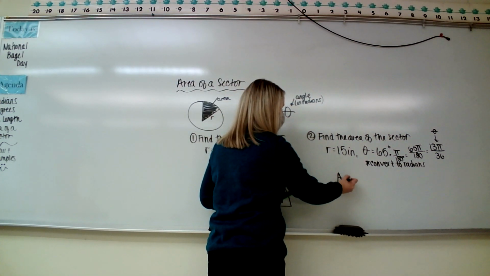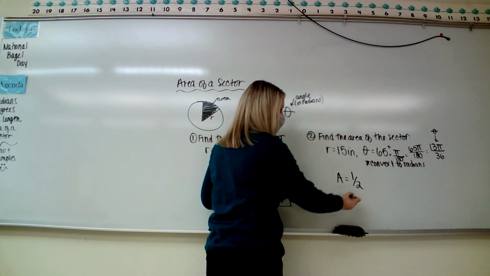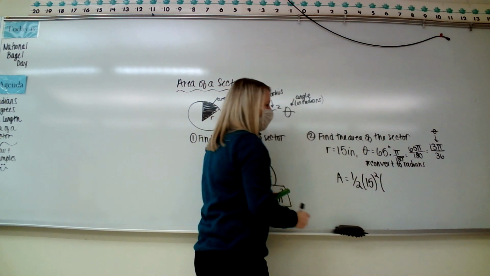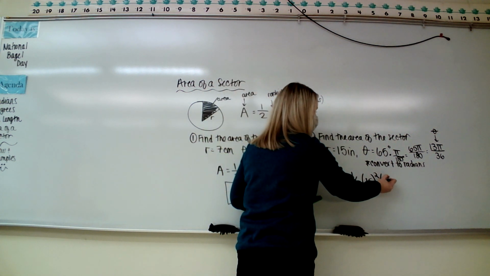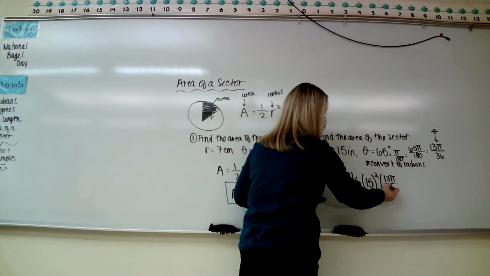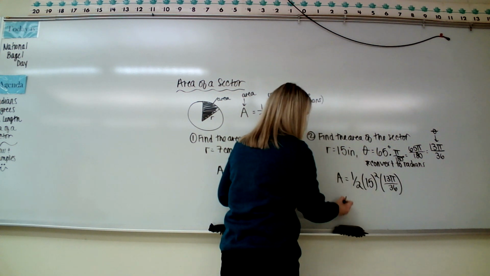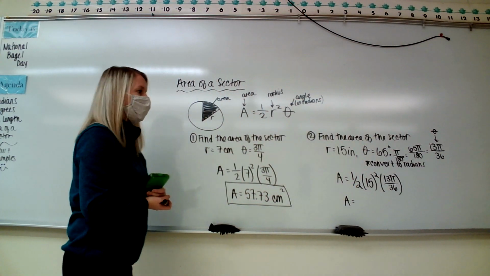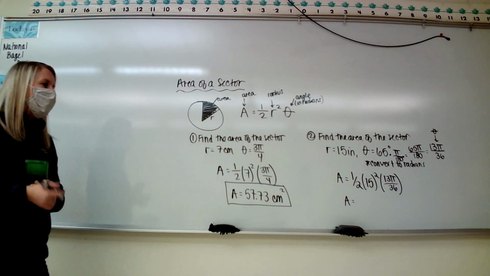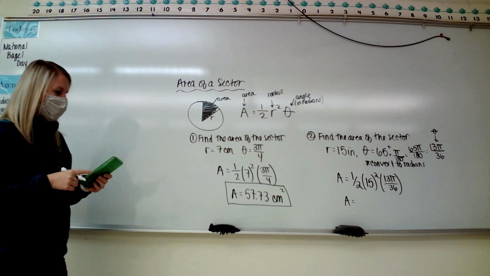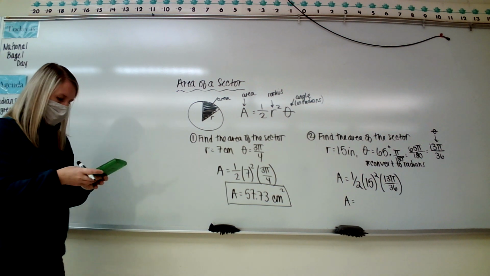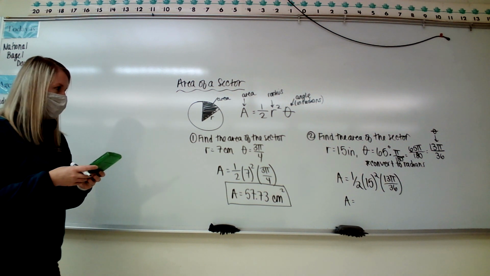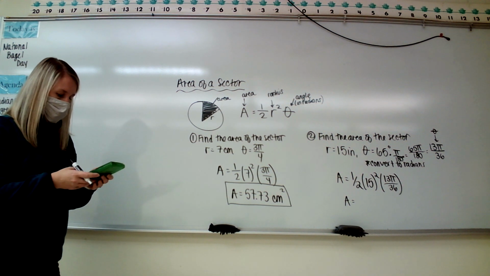A equals 1/2 r squared, and then theta in radians, which is 13 pi over 36. And then from there, once I do the setup, it's really just going back to your calculator. I'm going to plug the pi into my calculator to get a decimal answer. So I'm just going to start plugging in. So please do what you can with what you have.